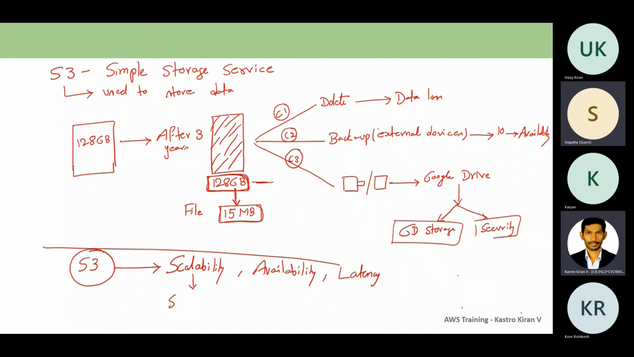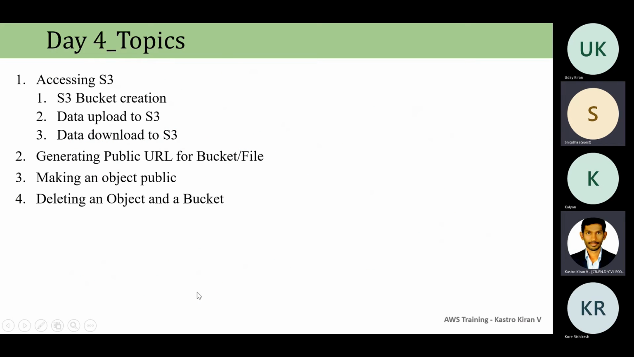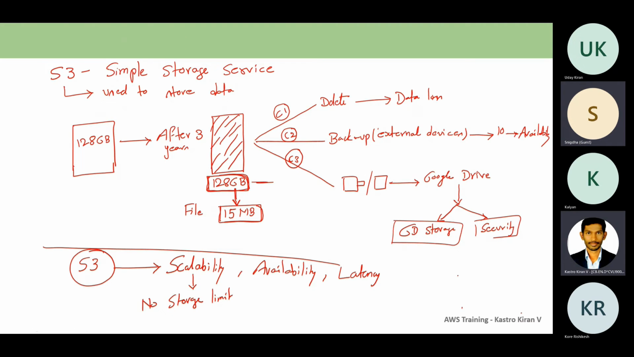So basically, you don't have any storage limit. That's called scalability. You don't have any storage limit in an S3 bucket. You can store any file size, starting from 0 bytes to petabytes. And that's why it is called scalable.